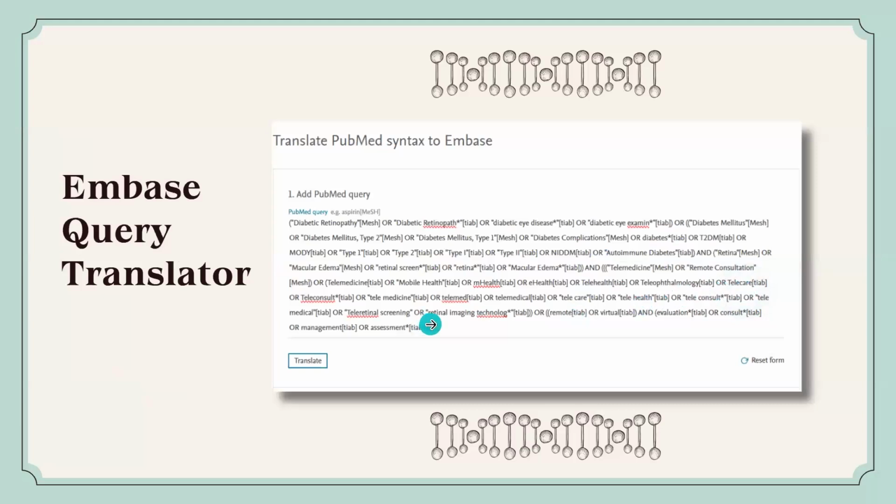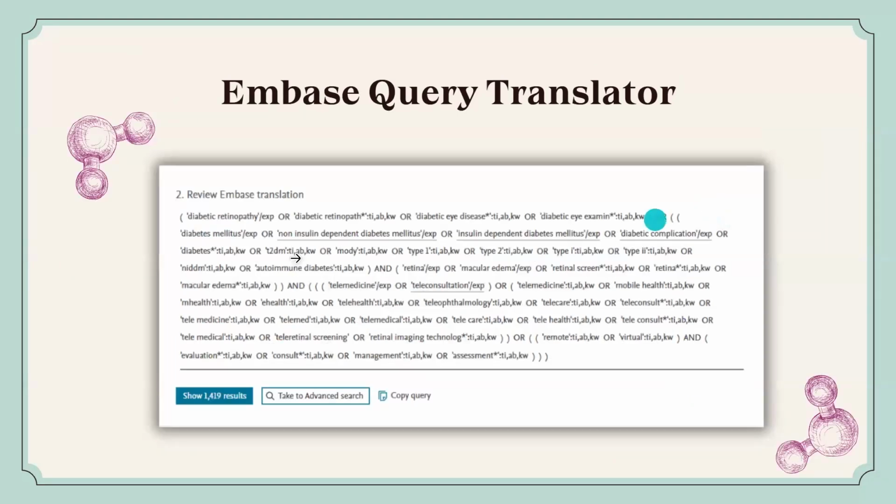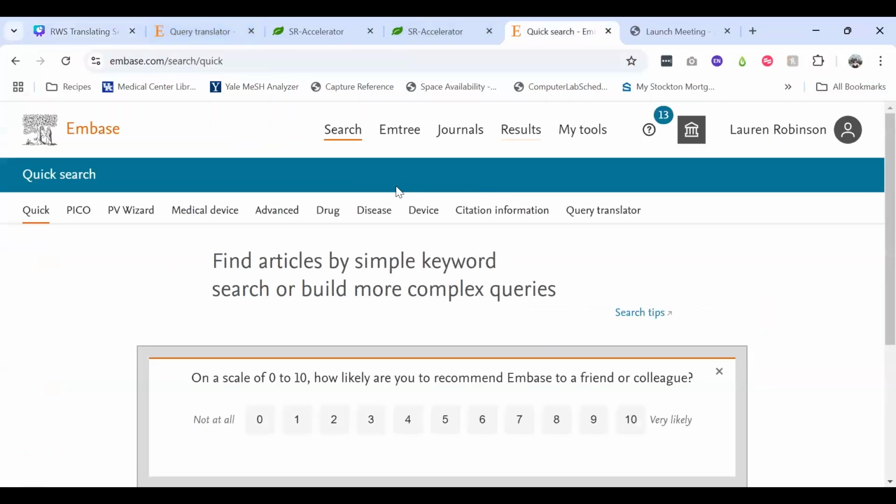So I'm going to do a live demo of this with this diabetic retinopathy search I have. But this is just a reminder of what that looks like in Embase. And then here's the PubMed query, and I'm going to do this live in a moment. And here's the translation just for a refresher. So let's go on back to the Embase window. I have it open. So here's Embase.